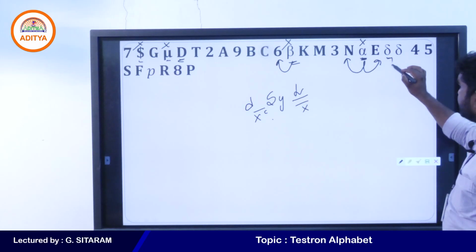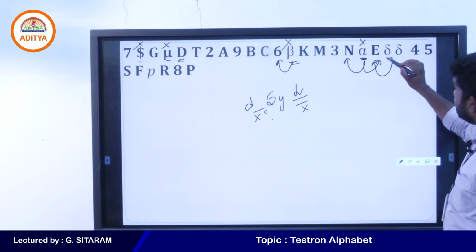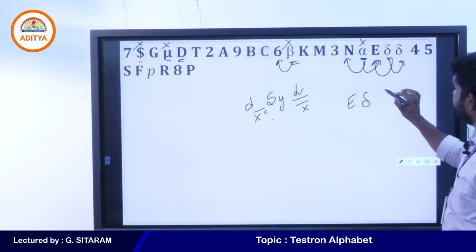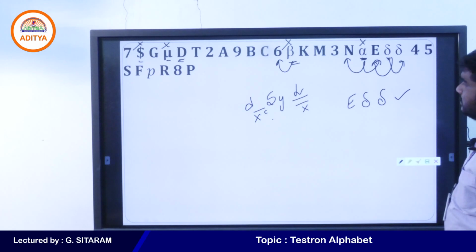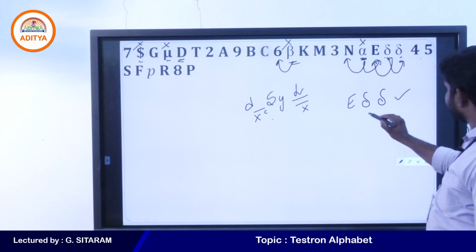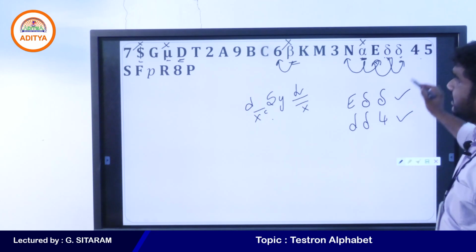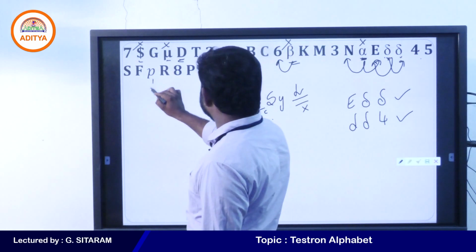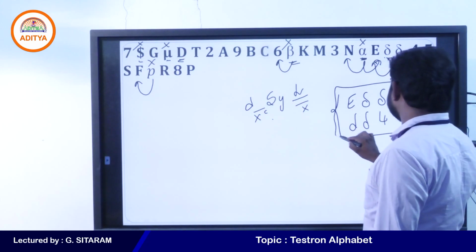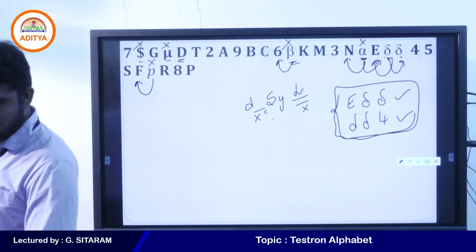Then this is the symbol. Is it preceded by a digit? No. Is it followed by a letter? No, so you can take this one pair. E dollar, again dollar, so one pair you can take. Then the next symbol, is it preceded by a digit? No. Is it followed by a letter? No, so you can take it like this. Then the second one is this. Then the next symbol is SFP. Is it followed by a digit? Yes, you can't take it. Only two such pairs are there.